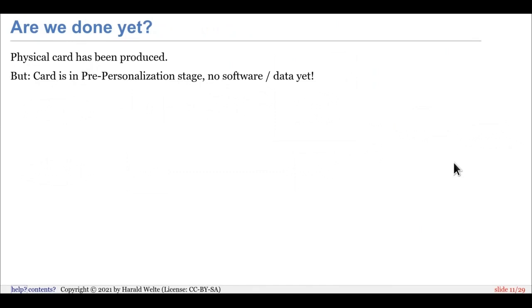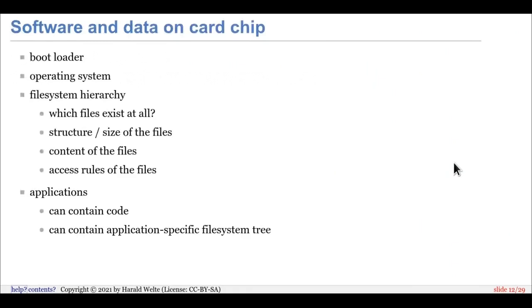Okay, and are we done now yet? Well, yeah, we have a physical card, but the card doesn't really have any data on it. In the worst case, at this point, the microcontroller doesn't have software on it, so it still needs to be programmed in some way. And that is what we call the personalization process of the card. It gets its personality. Before that, it's just a controller that could do whatever. And now it gets personalized with software and data on the card.